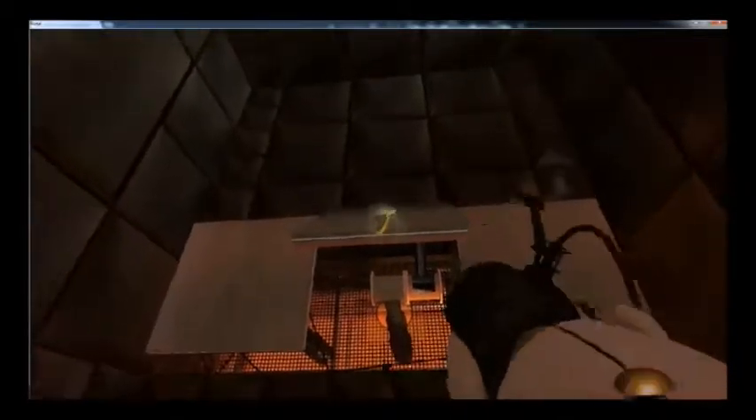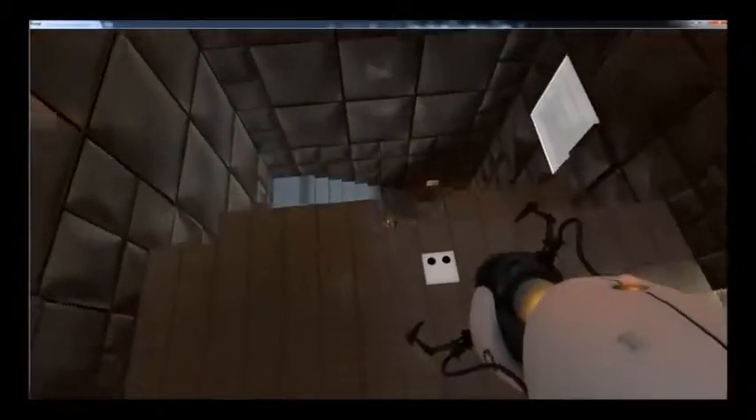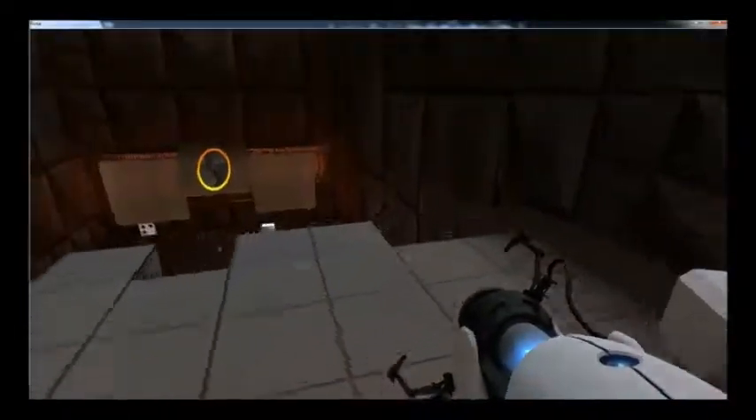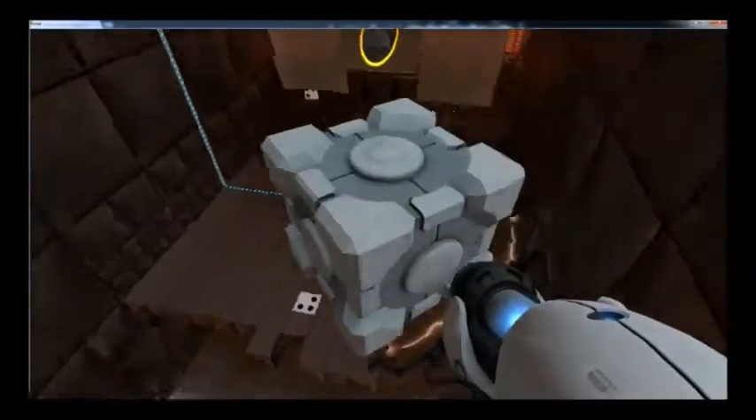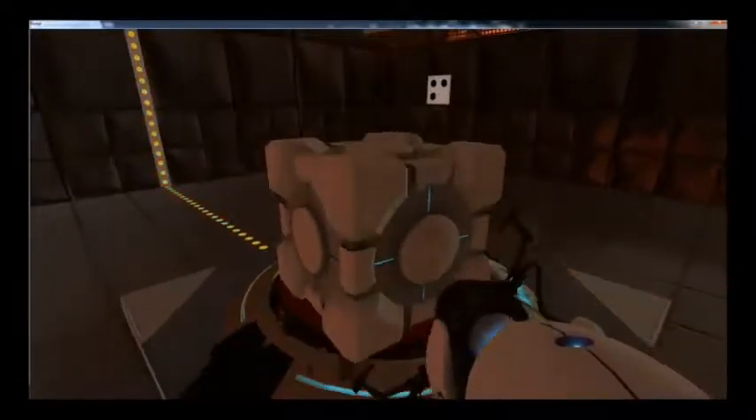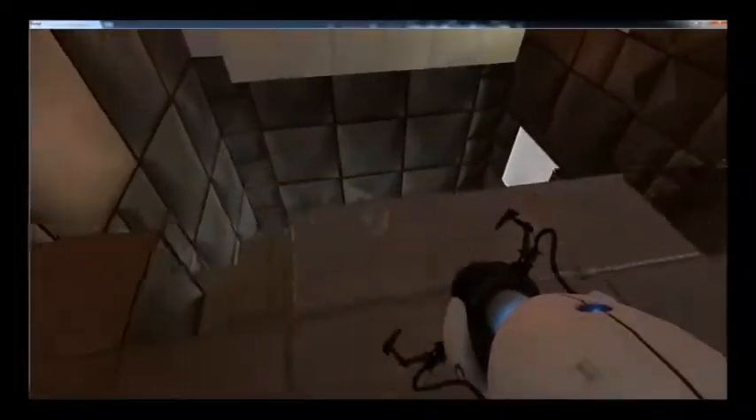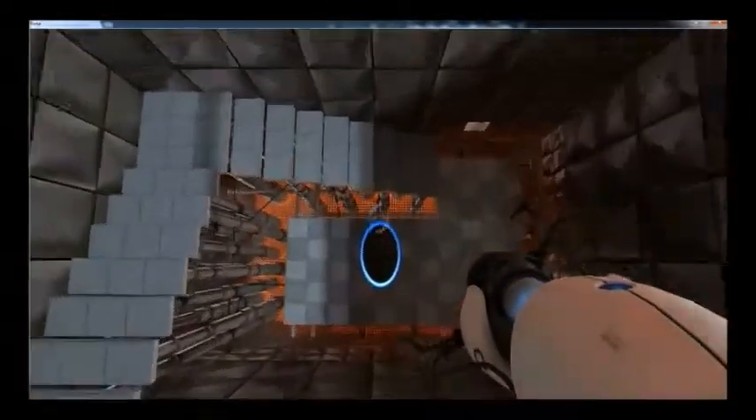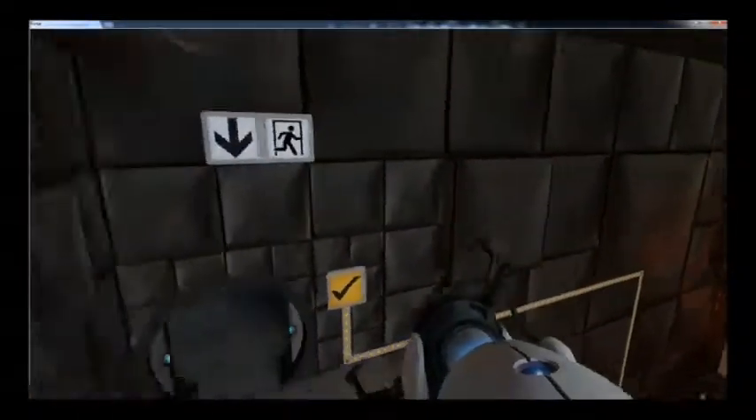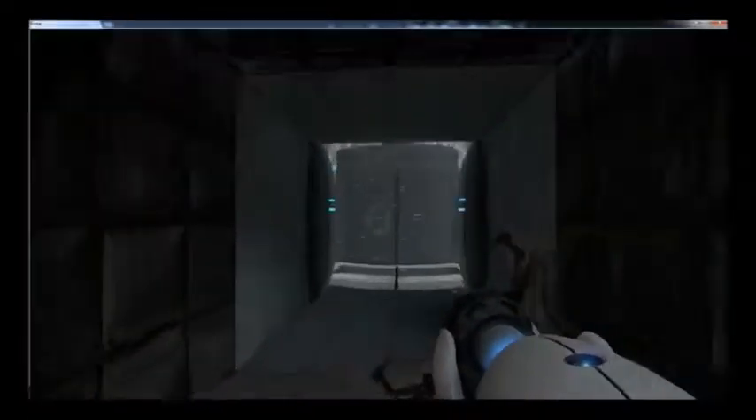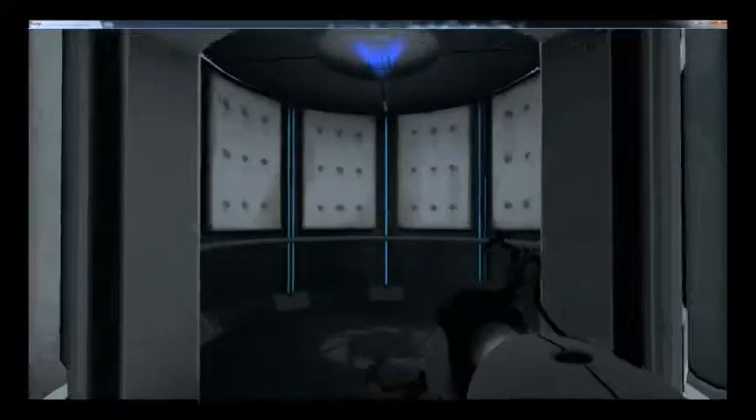Ah, yes. The angles itself. Whee! Boing. Button pushed. Whee! Oh, GLaDOS.